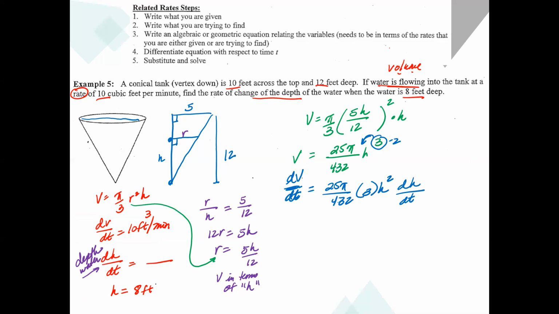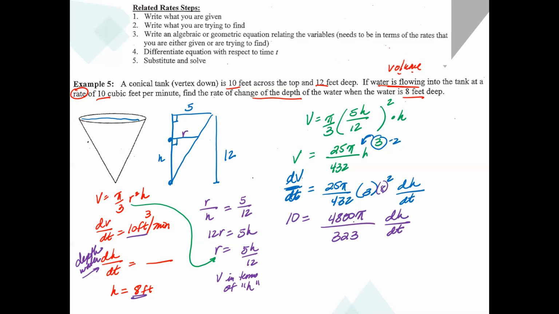So then let's plug in some more numbers. dV over dt is given to you at 10. So 10 is equal to, and I want to go ahead and simplify this up a little bit more. Height is given to me at 8 feet. So I'm going to go ahead and replace this with an 8. So then 8 squared is going to give me a 64. 64 times the 3 times the 25 pi is 4,800 pi over 432 dh over dt.